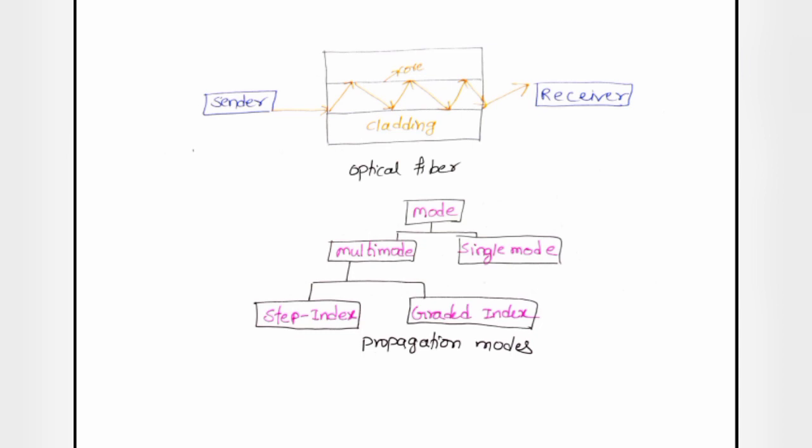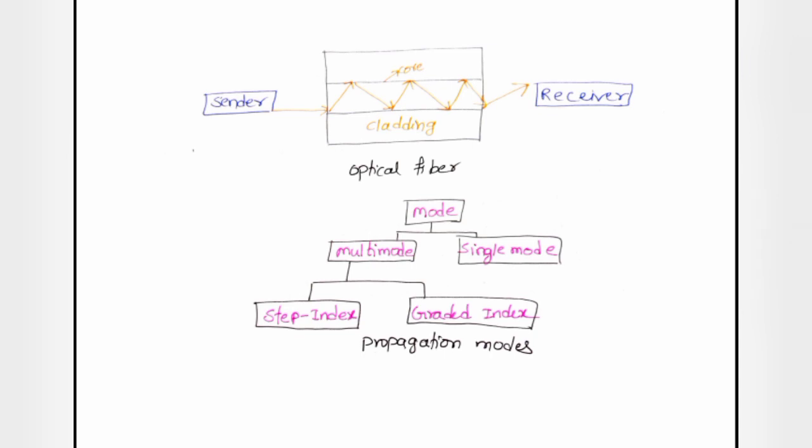So this is the optical fiber, which has a cladding of a glass material. The cladding will be the same for the different types of modes. The sender is sending some information, and the message will be converted into the form of a light ray, and it enters the optical fiber here. Due to the property of reflection, the light is reflecting within the optical fiber, and it reaches the receiver. There are different types of propagation modes in the optical fiber cable, that is multi-mode and single mode.